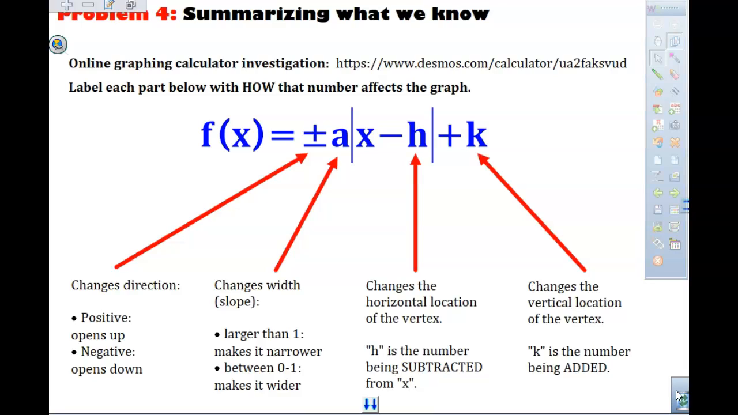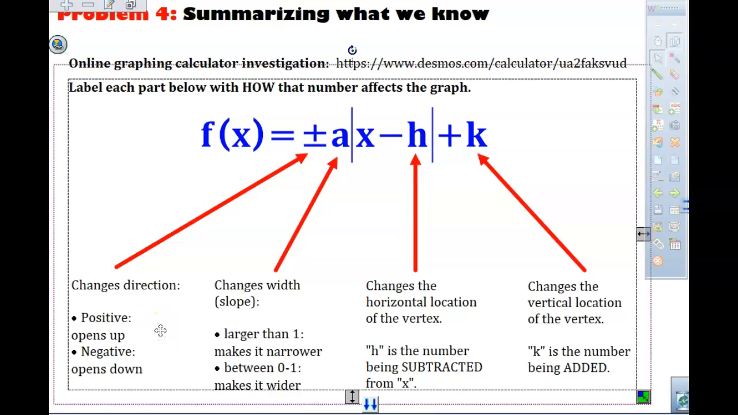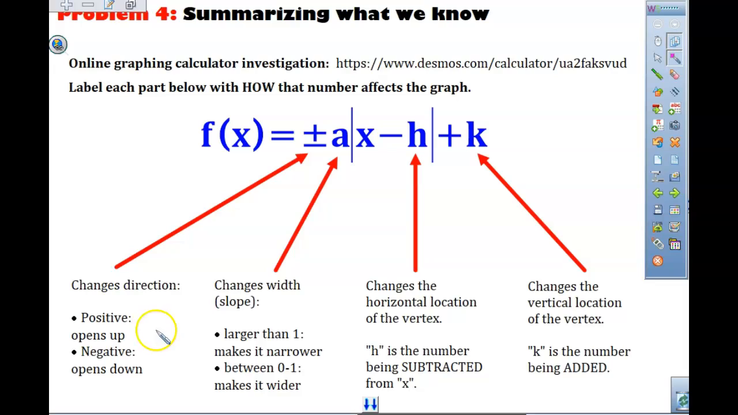If this is positive in front of your absolute value, it's going to open up. When we talk about the graph opening up, what that means as we are looking at the problem is that as you look at this, your V will always go up. If it is negative in front, anytime you have a negative, the V is going to go down. You're still going to have the same slopes, like 1 and -1, 2 and -2. It's just that the positive V will go up, the negative out in front makes it go down.